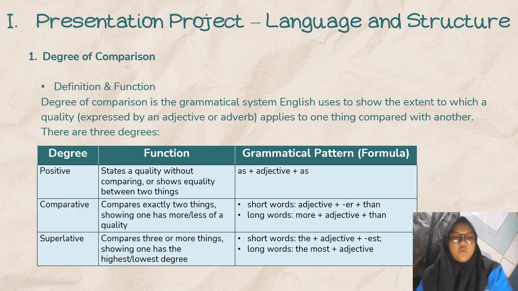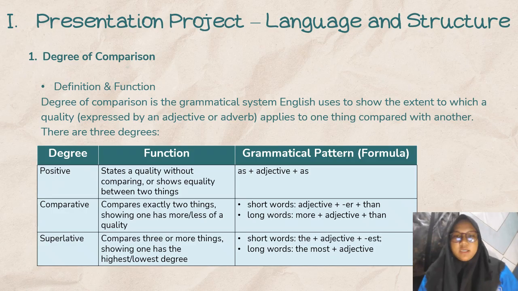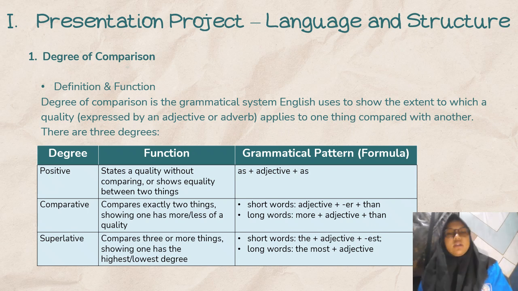The function is that a quality without comparing, or shows equality between two things. For the grammatical pattern or formula, it's as plus adjective plus as. For second degree, comparative, the function is compares exactly two things, showing one has more or less of a quality. The grammatical pattern for the short word, it's adjective plus er at the end plus than. For the long words, it's more plus adjective plus than.